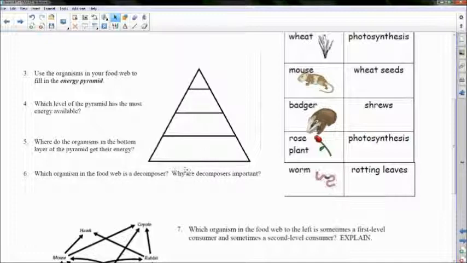Okay, which organism in the food web is the decomposer? That would be the worm, because it eats rotting leaves and breaks them down. It eats stuff that's kind of already dead.